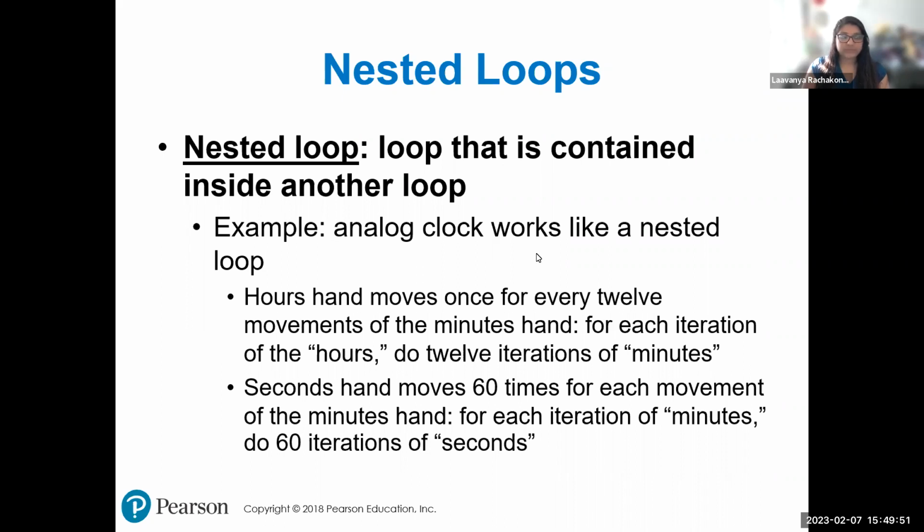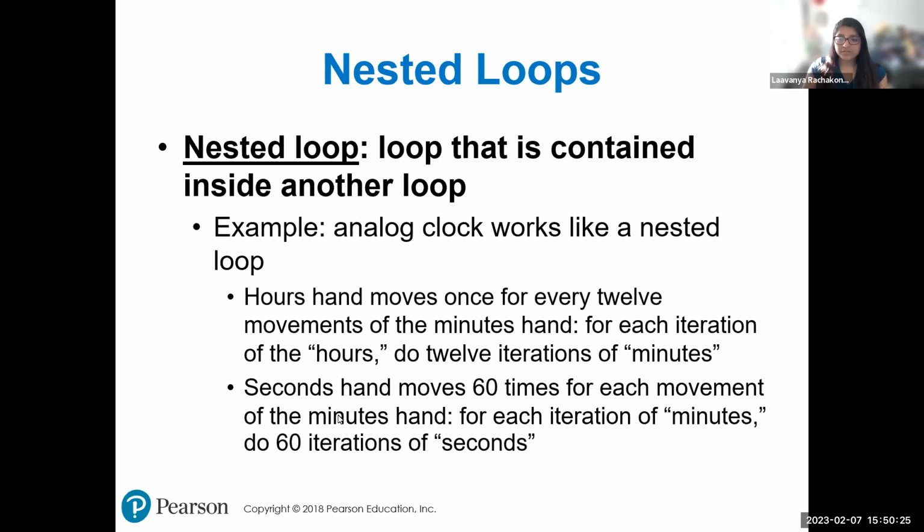For every minute, we have 60 seconds, right? And for every hour, we have 60 minutes. So the hour hand moves once for every 12 movements of the minutes hand. And the minutes hand will move for every 60 iterations of the seconds hand. Otherwise, if there are only two hands in the clock, the hour hand will only move for every 12 movements of the minutes hand.